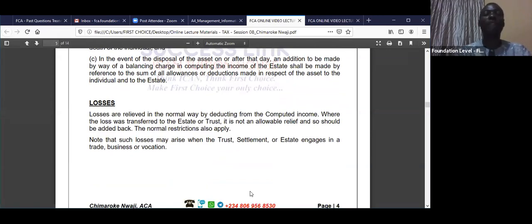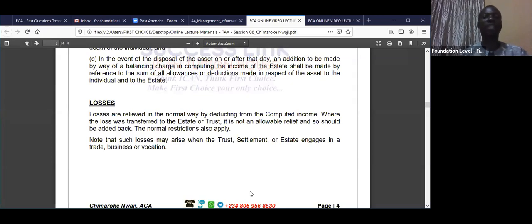Look at losses. Losses are relieved in the normal way by deducting from computed income. So for you to relieve losses, you have to work out what we call computed income. One thing about computed income is that it is acting like assessable profit. Yes, we have adjusted profit. We have all our gross profit, you remove all your allowable expenses, and what you get normally is supposed to be assessable profit. But now, in terms of this account, you are calling it computed income. So computed income is very, very important.